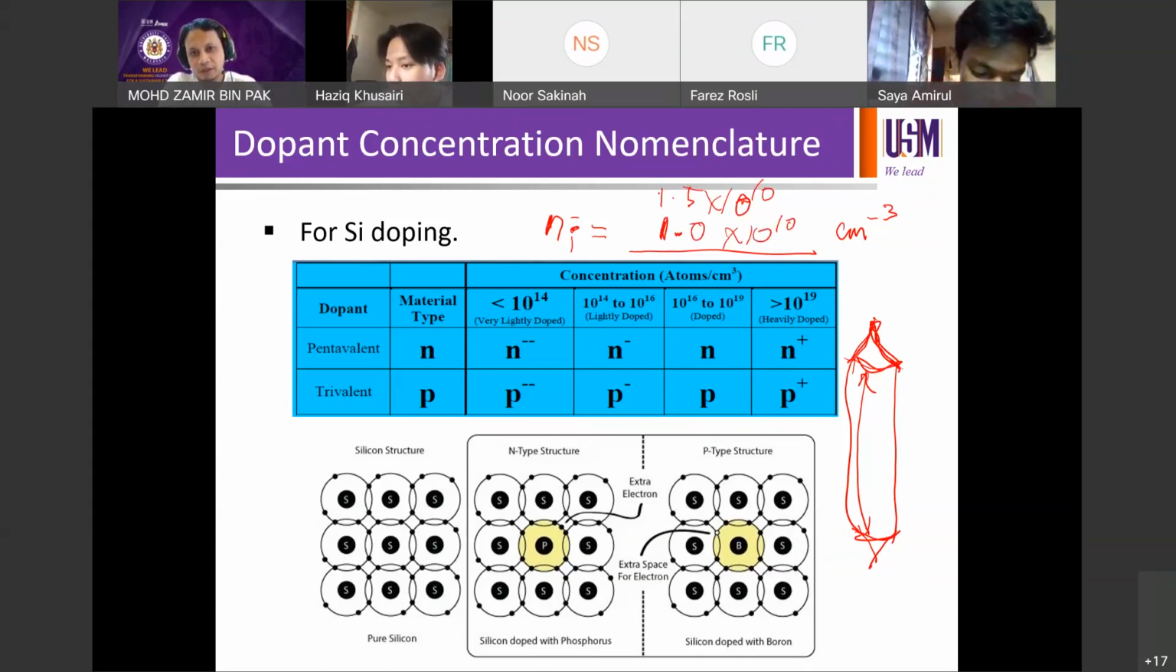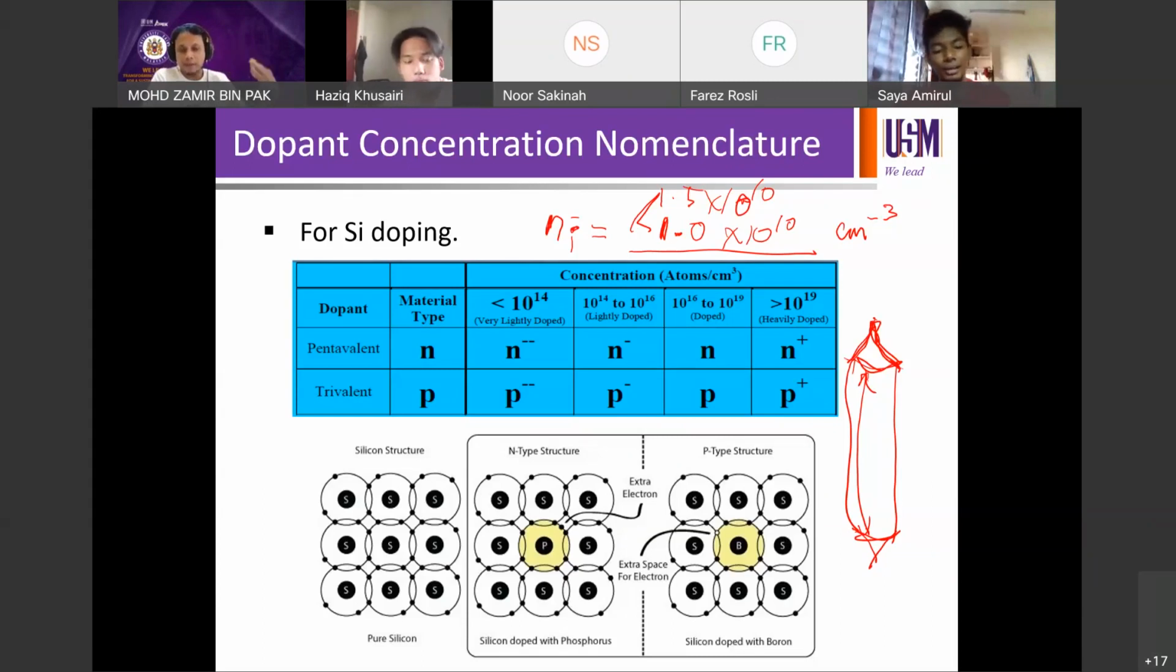You can either use this one. So if you grow intrinsic silicon ingot, your final Ni will be 1.0 or 1.5, either one is fine, times 10 to the 10. So that's the level of intrinsic carrier concentration if you don't dope the ingot with phosphorus or boron, right? So that's why the 386 course is important and related to this. It serves as the basis for this course.